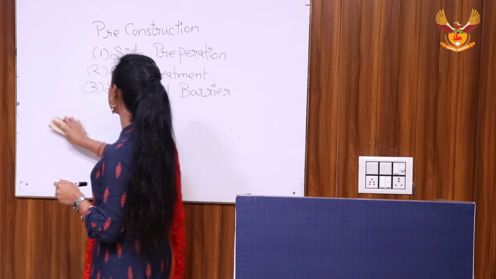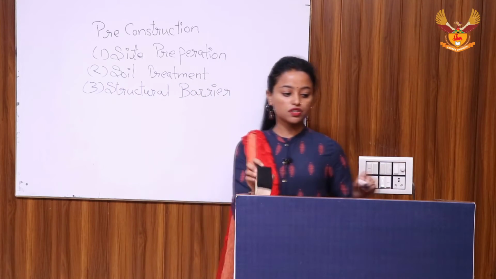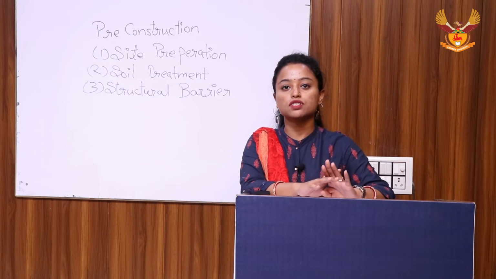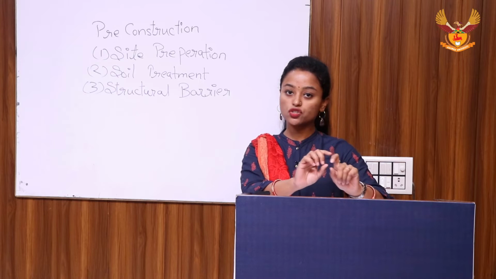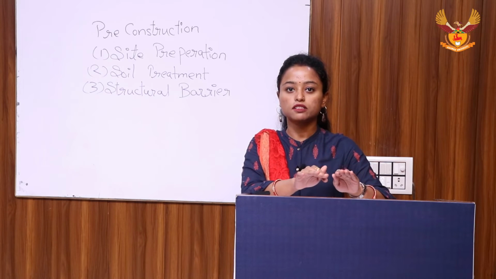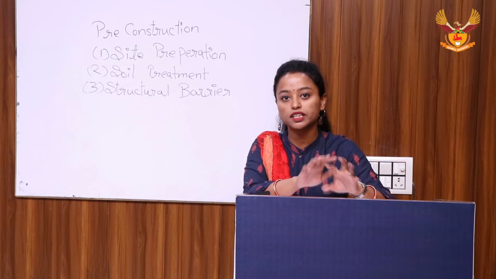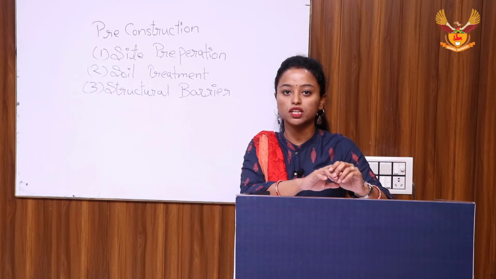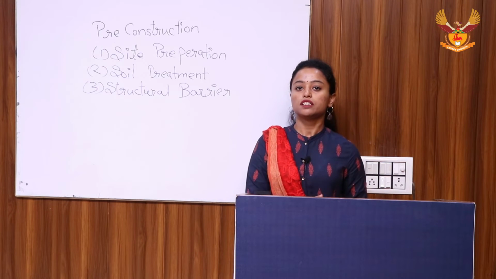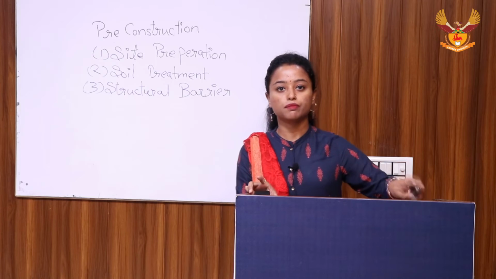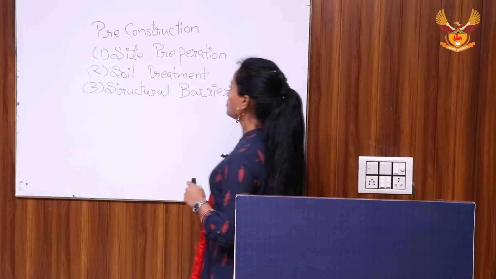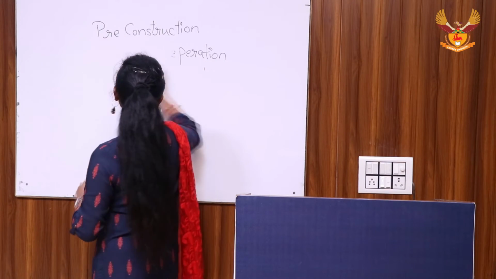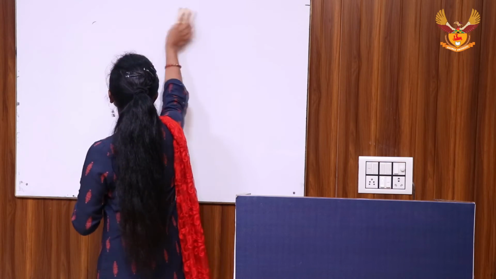The third one is structural barriers. For structural barriers, we have to place metal sheets or concrete layers in the masonry after certain layers of masonry to avoid the entrance of termites in that particular masonry. These are pre-construction techniques we can apply for the anti-termite treatment.